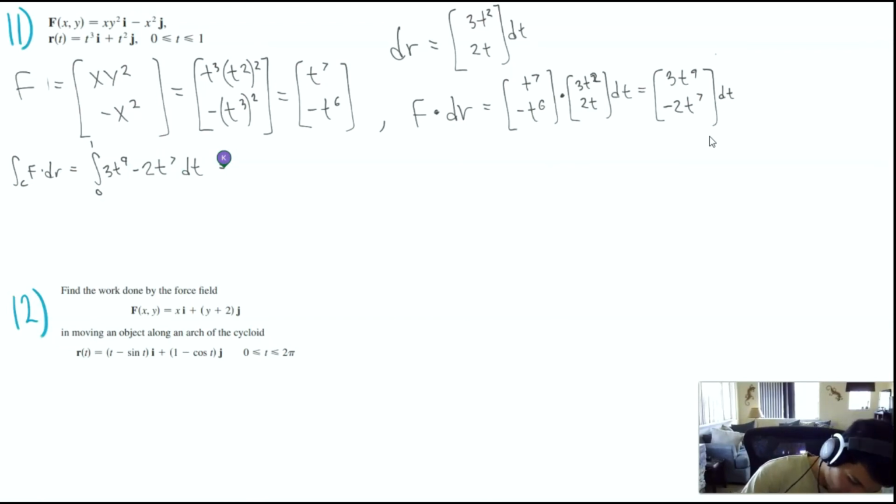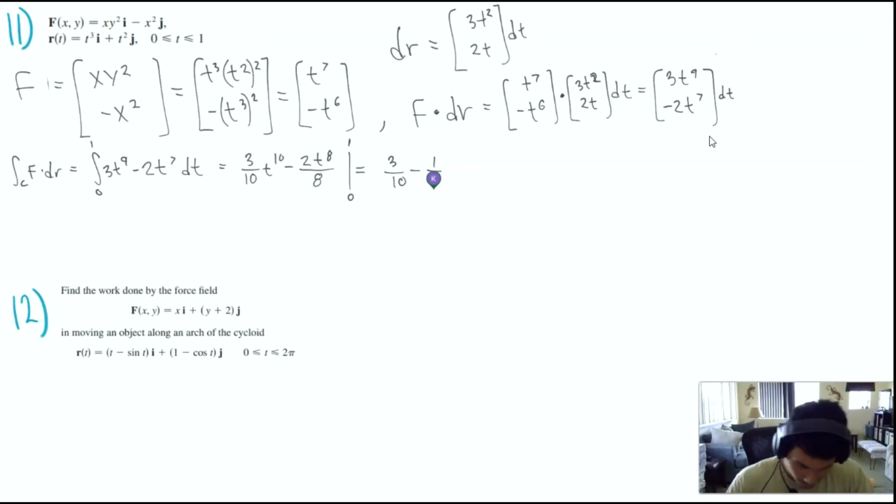Which is equal to 3/10 t to the 10 minus 2t to the 8 over 8. Yeah, I will get rid of that, I mean 2/8 and turn it to 1/4, which is equal to 3/10 minus 1/4, which if we think about this, we want to make our common denominator 20, so that'd be 6 on one side. On the other side, this would be 5. That's our answer. There we go.